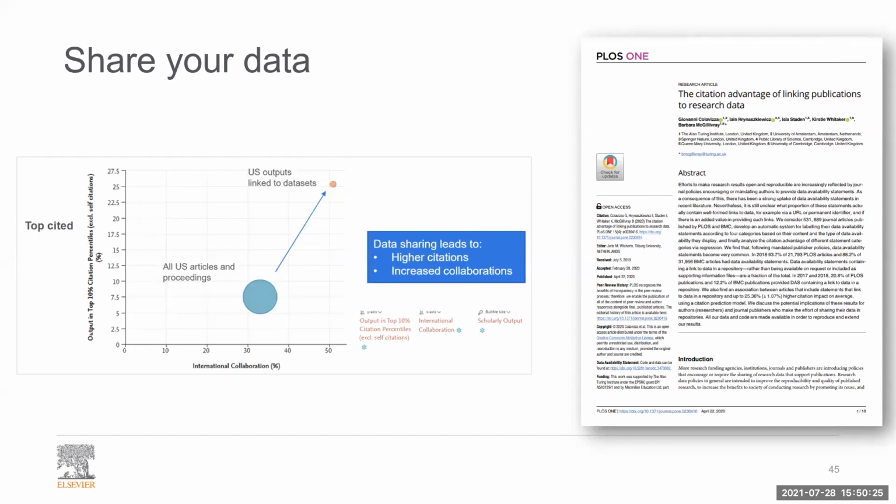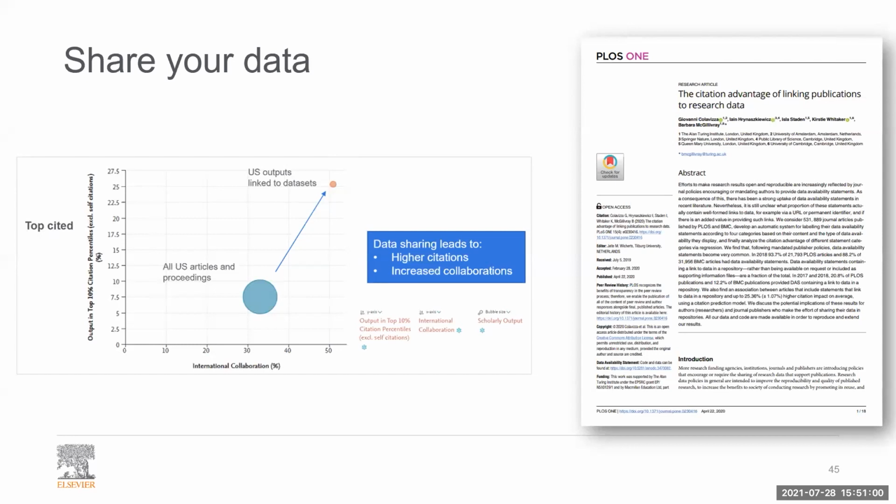The small dot there, those are the US publications which have the data sets linked to them, and you can see that they are performing much higher in terms of the percentage of top cited, and also higher in terms of international collaboration than those articles that are not linking to their data sets. Right? So this is becoming much more common, and in many universities it is also encouraged to share your research data as well.